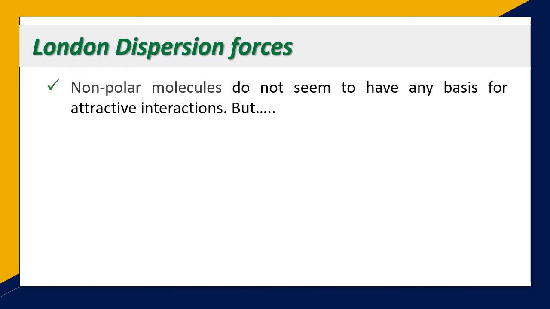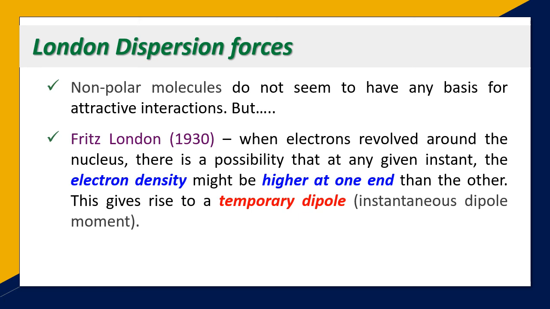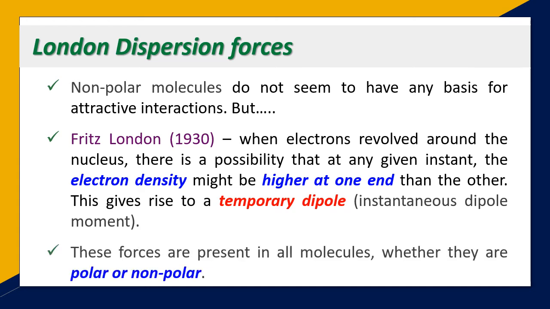Non-polar molecules do not seem to have any basis for attractive interactions, but, according to Fritz London, when electrons revolve around the nucleus, there is a possibility that at any given instant, the electron density might be higher at one end than the other. This gives rise to a temporary dipole or instantaneous dipole moment. These forces are present in all molecules, whether they are polar or non-polar molecules.